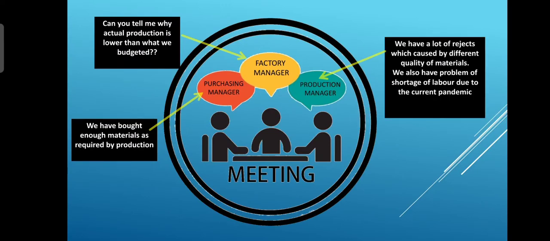The production manager gives two reasons. It is caused by the different materials used and the shortage of labor. Therefore, the management team must check and investigate what actually happened in the production. One of the solutions is to perform variance analysis.